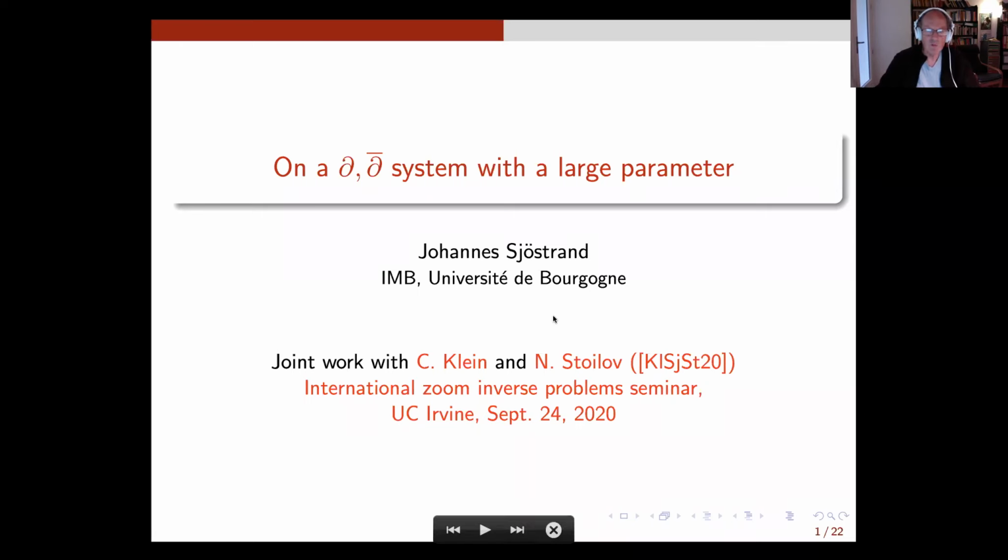So I'm going to speak about the D-bar system, which appears in the Davies-Stewartson equation and other similar contexts. This is a joint work with Christian Klein and Nicolas Stoylov, and we recently put a preprint on arXiv.